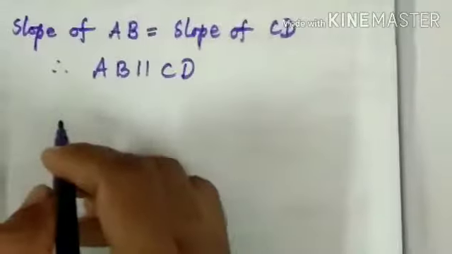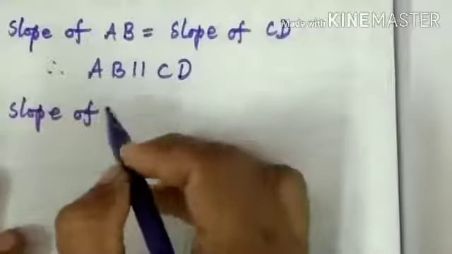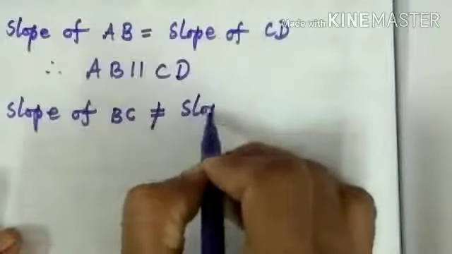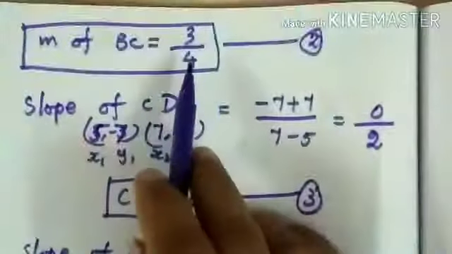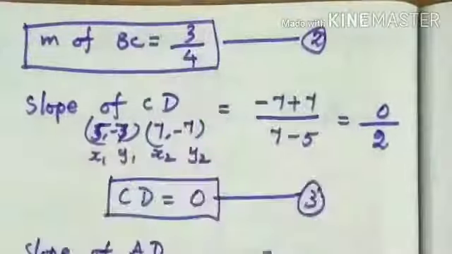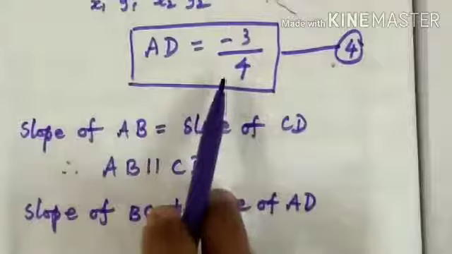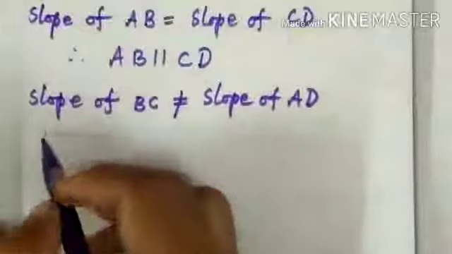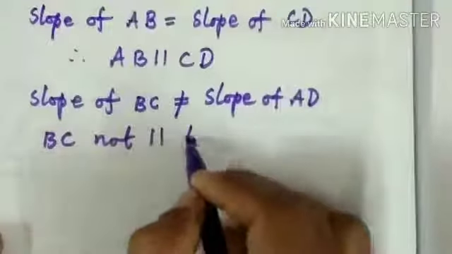Then slope of BC not equal to slope of AD, because slope of BC is 3 by 4 and slope of AD is minus 3 by 4. Therefore, these two slopes are not equal. So, BC not parallel to AD.